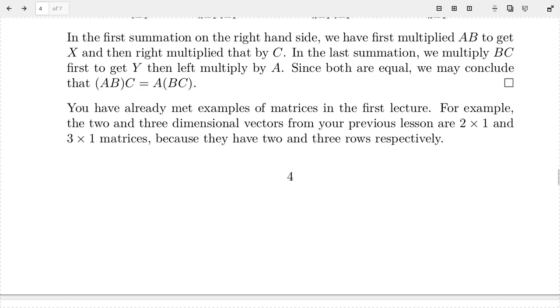Now, of course, you've already seen matrices before. Vectors are examples of matrices, 2 by 1 or 3 by 1. Two-dimensional vectors are 2 by 1 matrices, and three-dimensional vectors are 3 by 1 matrices.